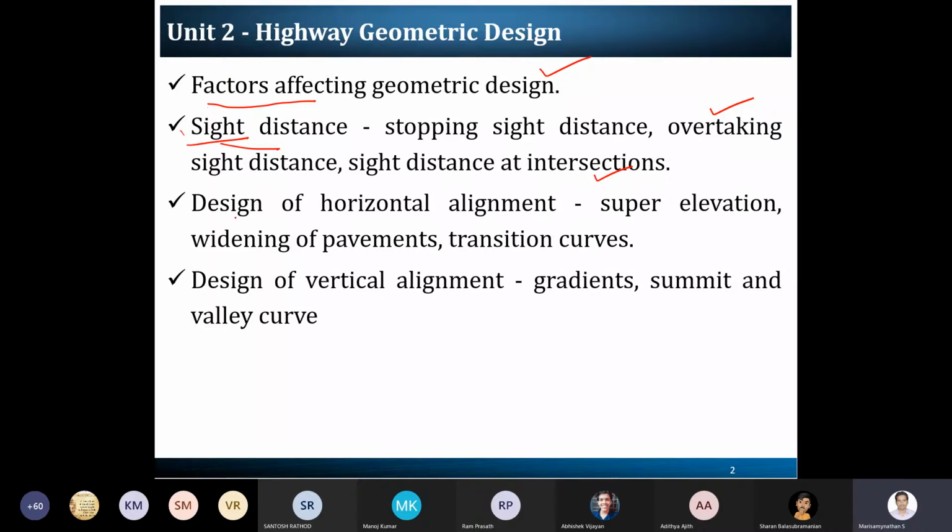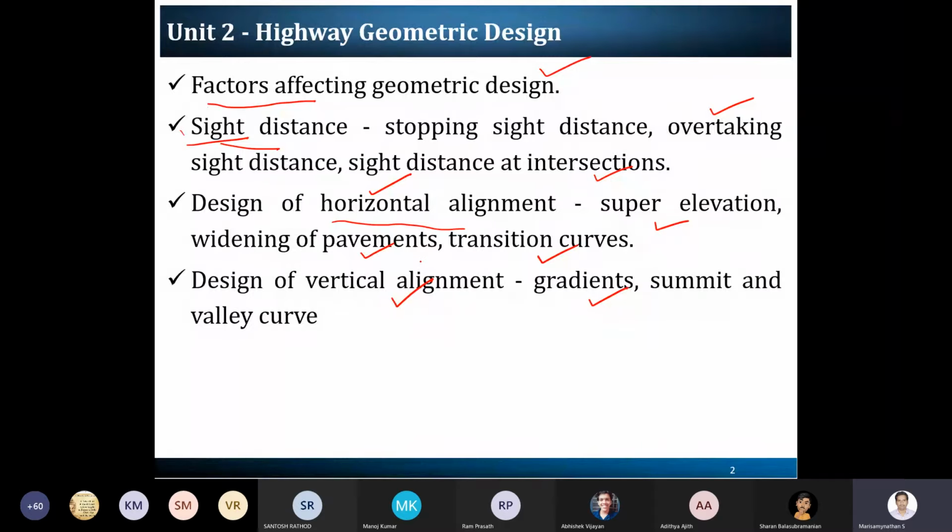Then the third one will be the various elements like the horizontal alignment and the vertical alignment. These two major components we are going to cover with respect to problems as well as some of the derivations and theory. Under the horizontal curve, it has the super elevation, extra widening of the pavement and the transition curve. Other than that, in the vertical alignment, there are the gradient and the summit and valley curves, two types. So all these curves, how the factors are influencing, what parameters you are considering and what kind of definitions we are giving, and some example problems we are going to cover throughout this particular unit.